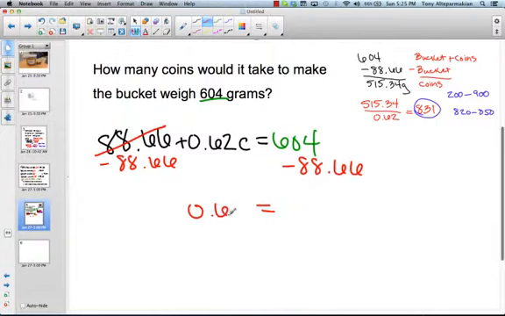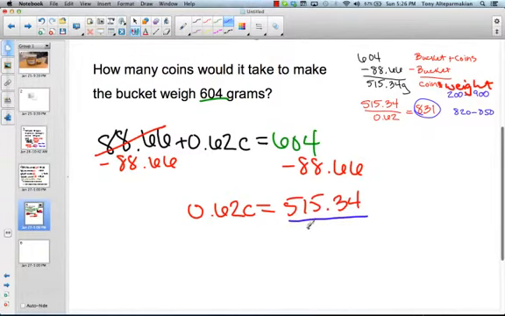And what you're left with is the number of coins times how much each coin weighs, which in essence is, well, it says coins here, which means I should say this is coin weight, not number of coins. That was my fault for not being a little bit more careful about how I referred to that number. And that is 515.34. And then your next step, it looked like, is you divide it by 0.62.